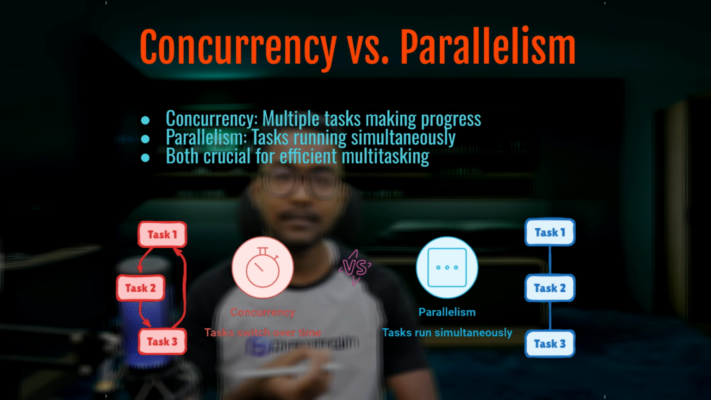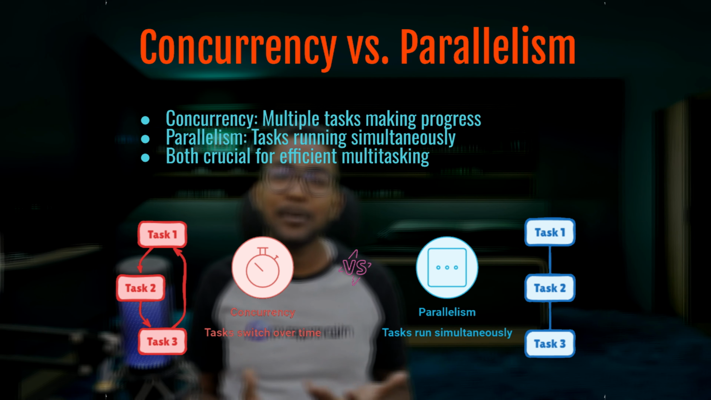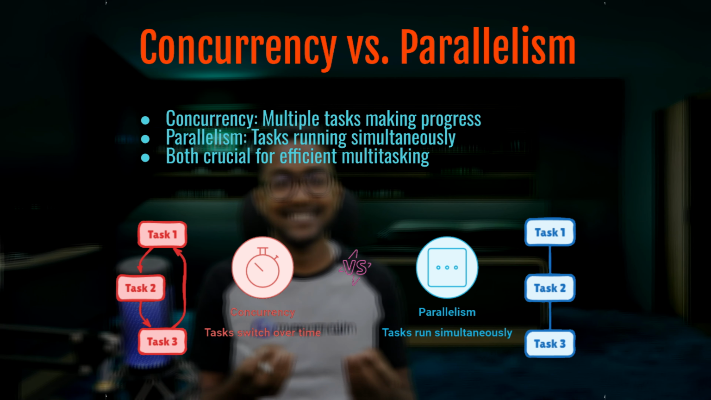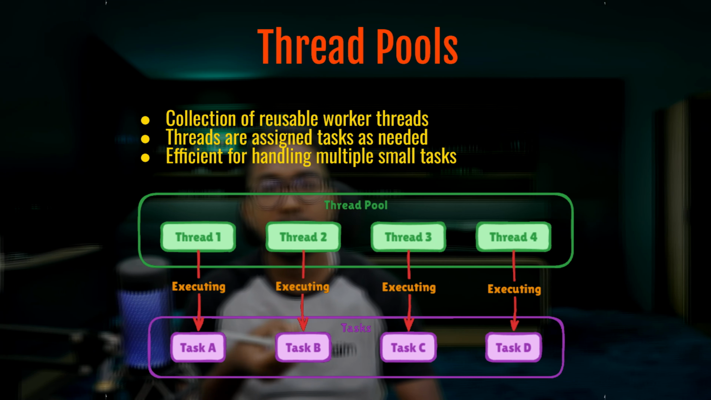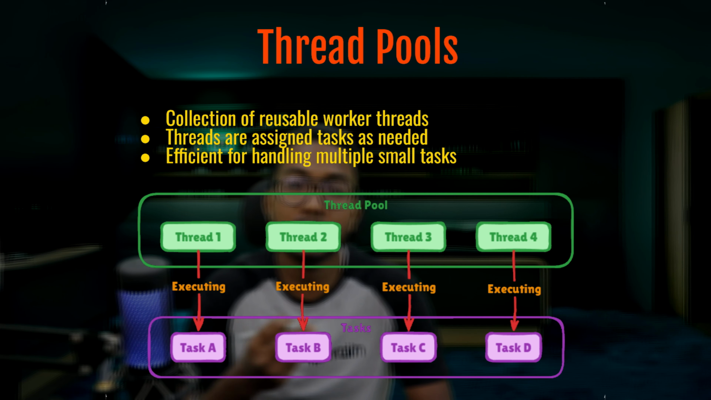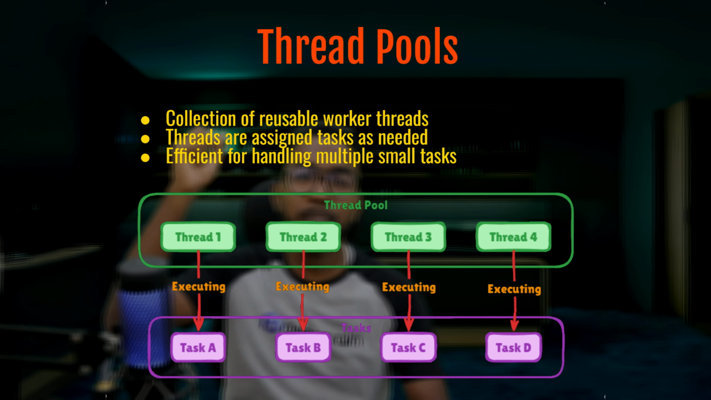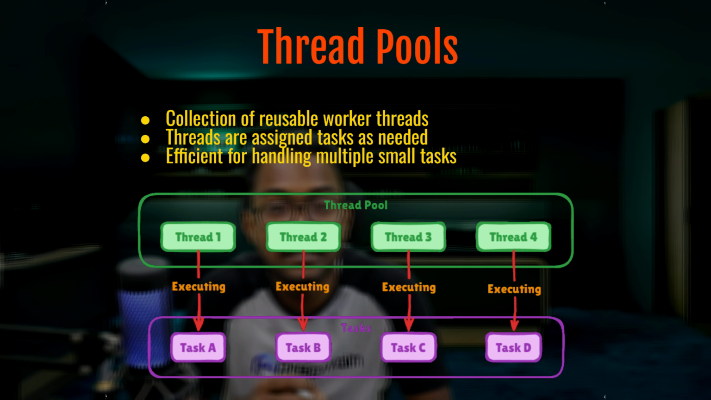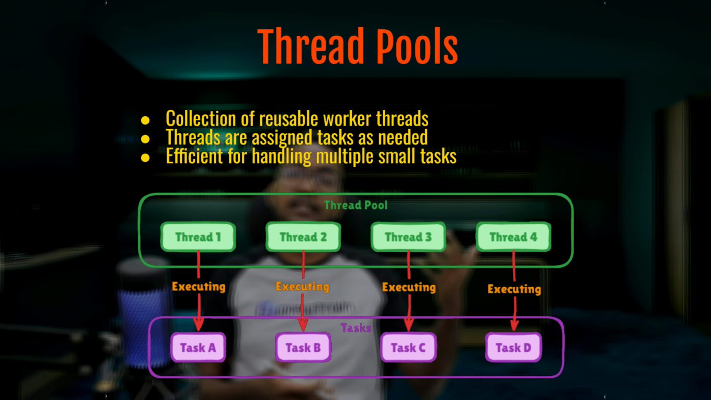Now that we have covered concurrency and parallelism, let's talk about a practical tool that helps manage threads efficiently in backend systems, which is thread pools. A thread pool is essentially a collection of reusable threads that are available for performing tasks. Instead of creating a new thread every time a task needs to be executed, the system pulls an existing thread from the pool and assigns it to the task. And once the task is complete, the thread is returned to the pool.